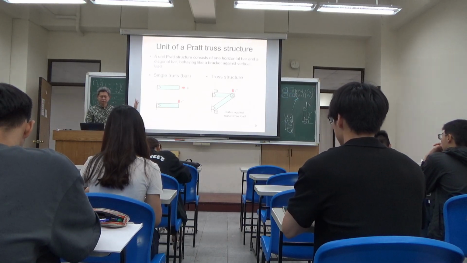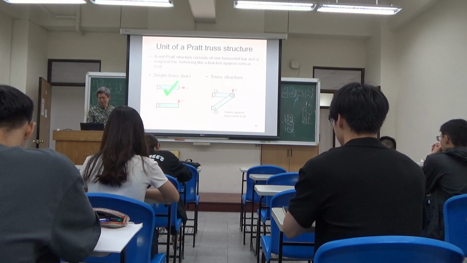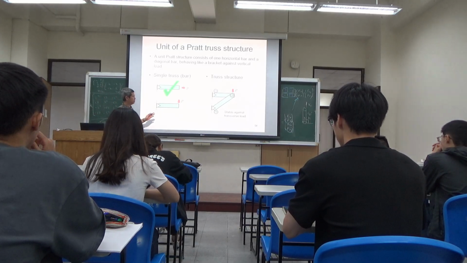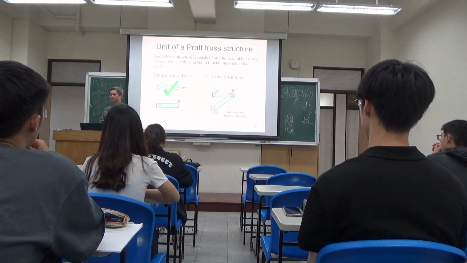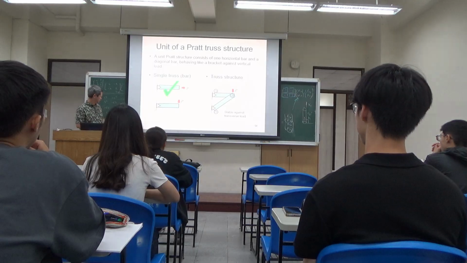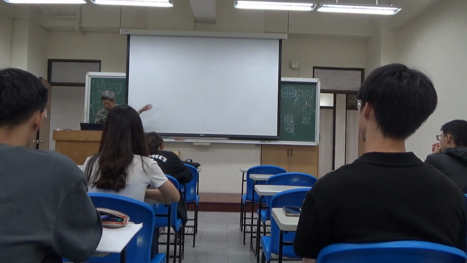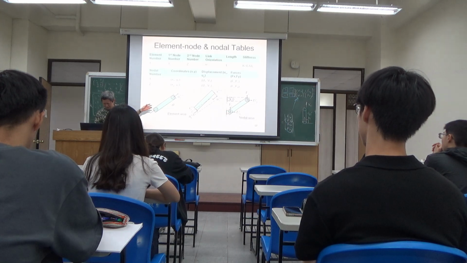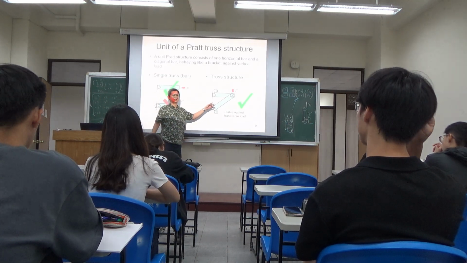But now we're going to do the analysis of the 2D one. Okay, what is this structure? Truss structure. This is the simplest truss structure. Okay, later we're going to analyze this. Okay, where do you see this truss structure?